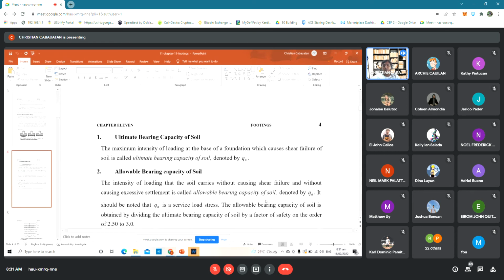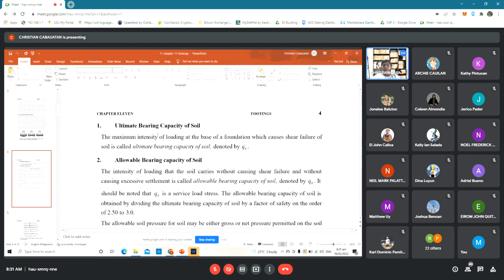So, the next one, the ultimate bearing capacity, which is always denoted as Q subscript U. We call it the ultimate bearing capacity if it is the maximum intensity of loading at the base of the foundation which causes shear failure of the soil. On the other hand, the allowable bearing capacity of soil is the intensity of loading that the soil carries without causing shear failure and without causing excessive settlement.